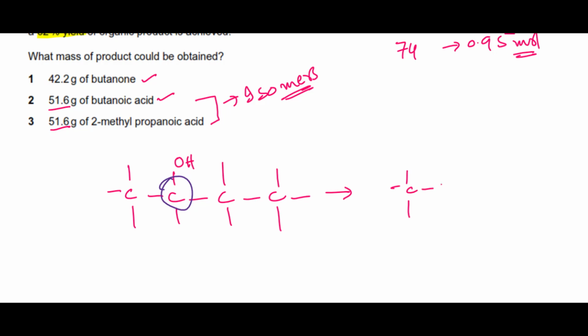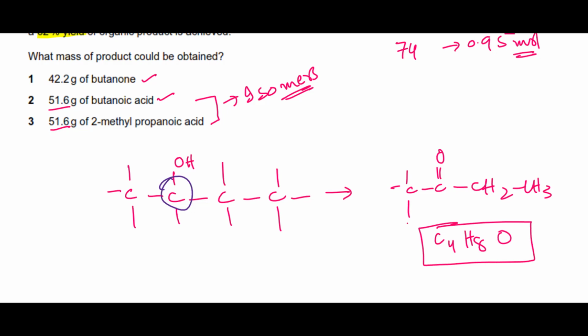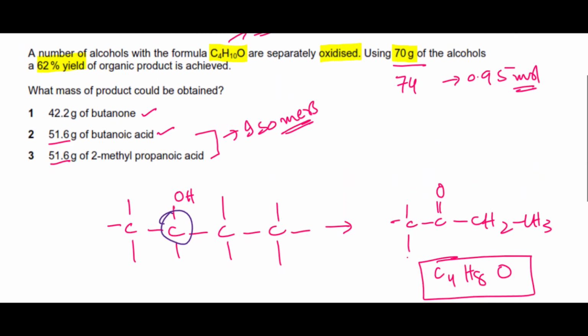So we get CH3COCH2CH3. So what is its formula? C4H8O. So that means we can get butanone. Now we just have to see whether we can get 42.2 grams of butanone when 70 grams of this alcohol is oxidized. We had 0.95 moles of alcohol, and because the ratio of alcohol to ketone is 1:1, 1 mole of alcohol would give 1 mole of ketone. So we also have 0.95 moles of ketone, and now just calculate the mass of ketone produced.